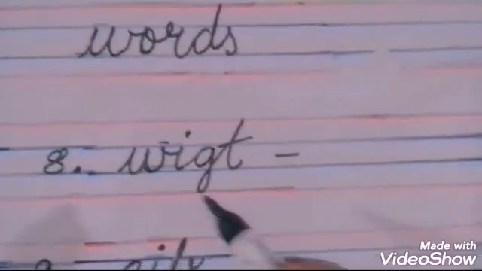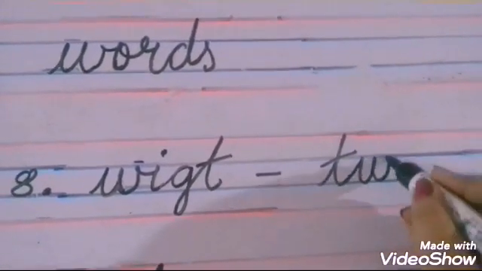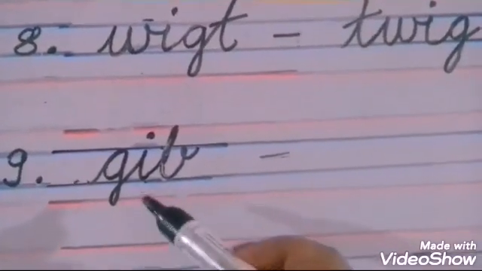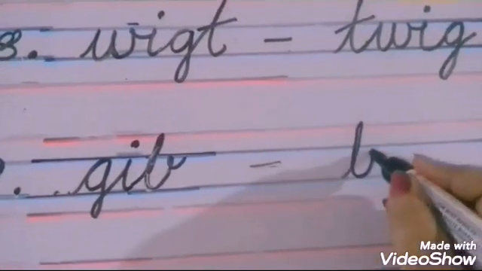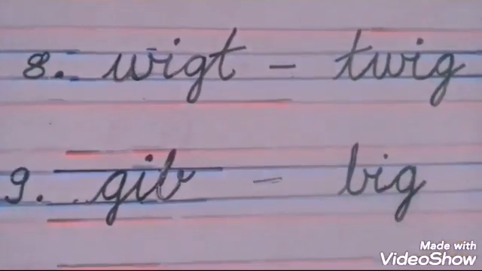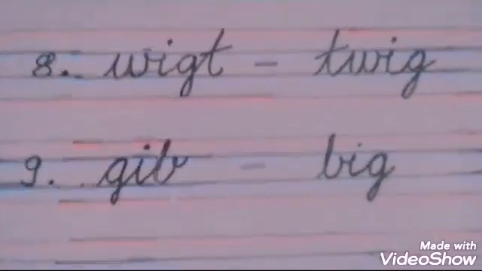Now the 8th one. What will be the unscrambled word for WIGT? It will be TWIG, twig. What will be unscrambled word for GIB? It will be BIG, big. And this you are going to do in your English 2 CAT notebook.